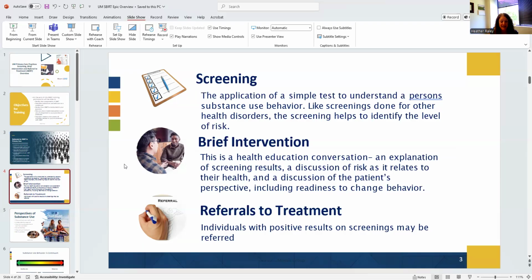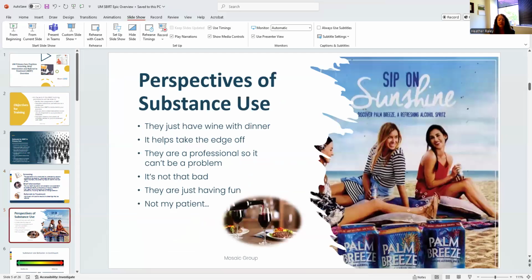This isn't a discussion where the provider tells the patient they need to stop drinking, but instead inquires with the patient about the rationale for their use, how it might be helpful, what struggles they're associating with their alcohol or substance use, and then discusses any changes they may be willing to make. Referrals to treatment are pretty few and far between in primary care. However, if the patient does say, I'm interested in making a change, who can I talk to about that? We make sure that the practices are equipped with the information to make an appropriate referral.